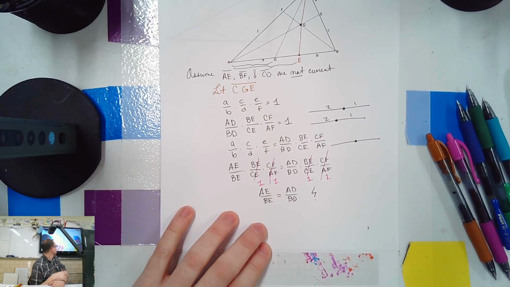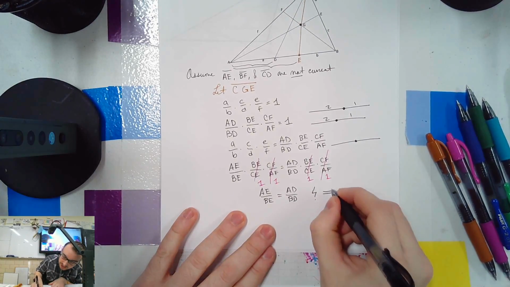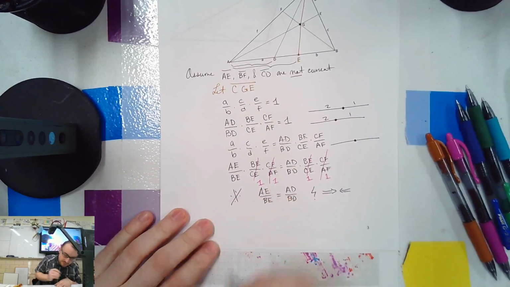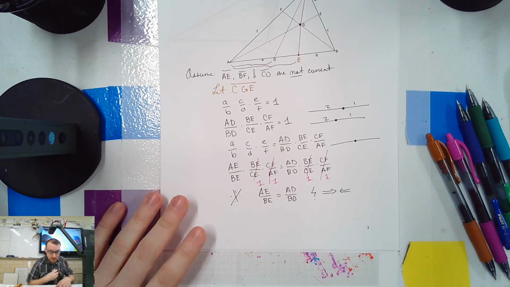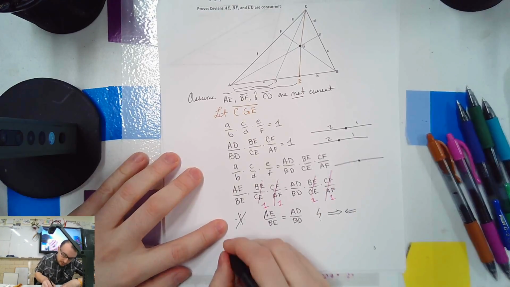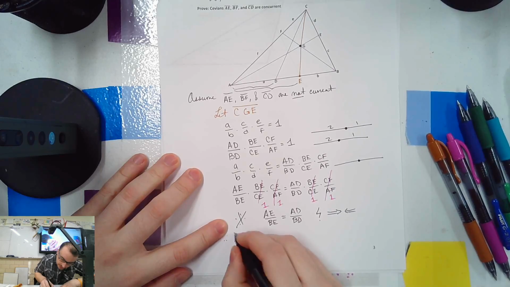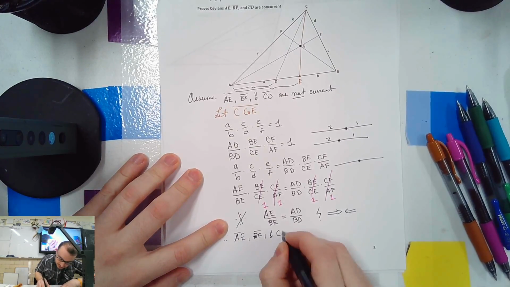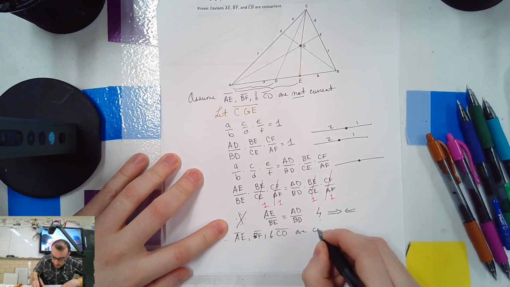You can use that as a symbol for contradiction. You can use this as a symbol for contradiction. Lots of different symbols. This can't be true. So therefore, the opposite of what we assumed must be true. So we're going to say, therefore, AE, BF, and CD are concurrent.